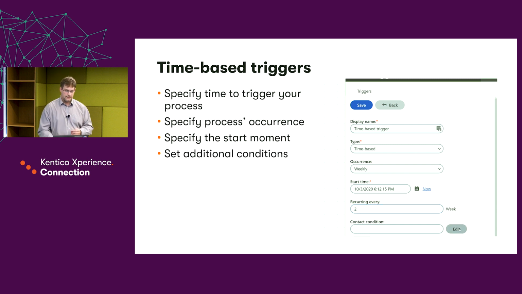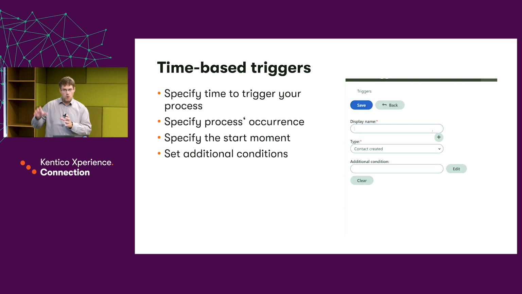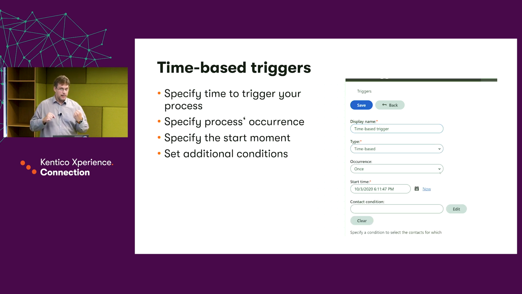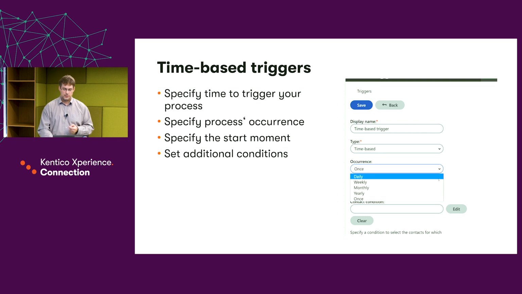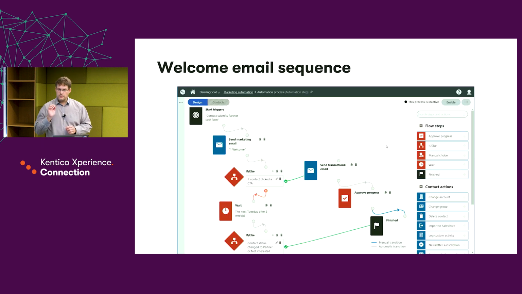And you can add additional conditions. For example, you want to start this process only for specific contacts in your system that fulfill this condition. And that's something that is quite useful in Xperience and something that I think you will use in your marketing automations very often. So, time-based triggers. Let's move on.